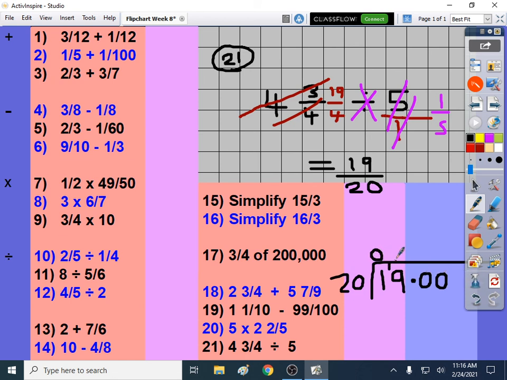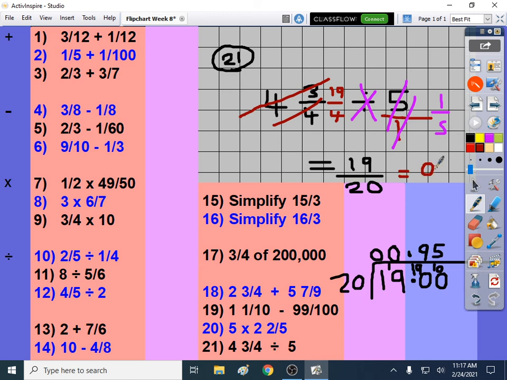Let's see what happens. Doesn't fit in there, so you carry everything. Carry 190 over here. How many 20s in 190? I'm counting on my fingers here. 20, 40, 60, 80, 100, 120, 140, 160, 180 is 9 lots of 20, leaving 10. And 20 into 100, 20, 40, 60, 80, 100 is 5. So 0.95, just a little extra bonus.